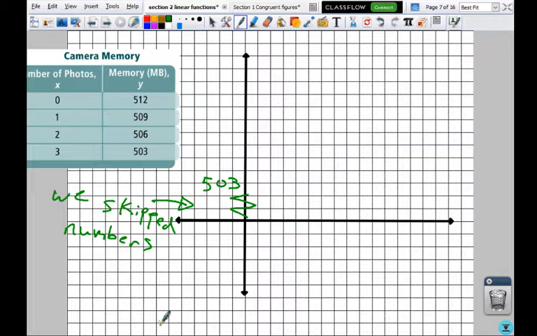So I'm going to start at 503 now, and I'm really not going very high, so I'm just going to go by ones. So 503, 504, 505, 506, 507, 508, 509, 510, 511, 512. Just to bug you, Moses.